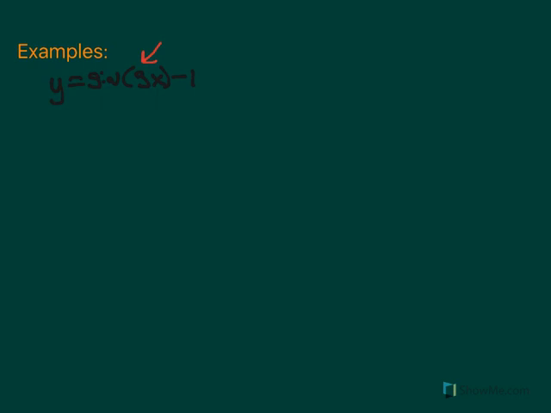So we know the period will always be 2 pi divided by b. So your period is 2 pi divided by b. In this case, our b value is 3, so it's going to be 2 pi divided by 3. So one cycle length is going to be 2/3 of a pi, or 2 pi divided by 3. So let's go ahead and set up our x-axis.